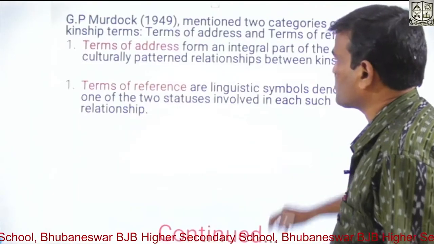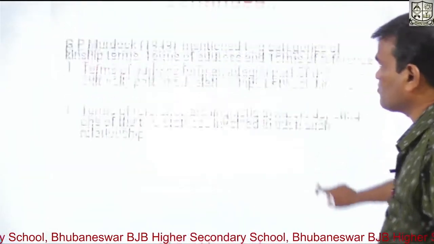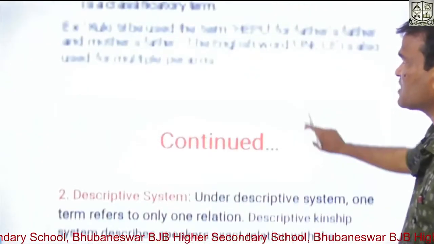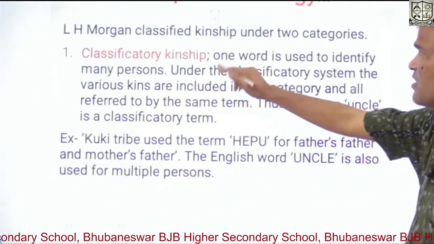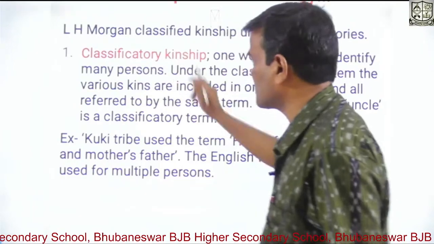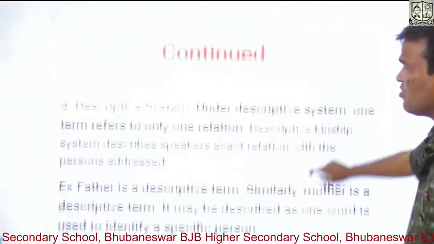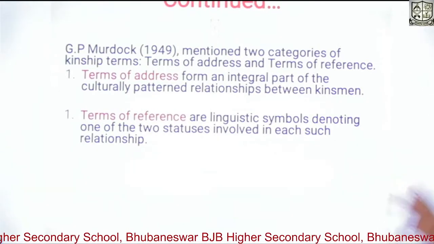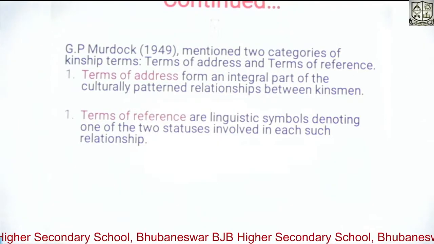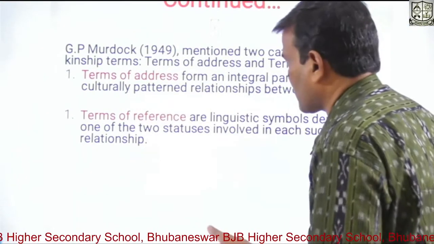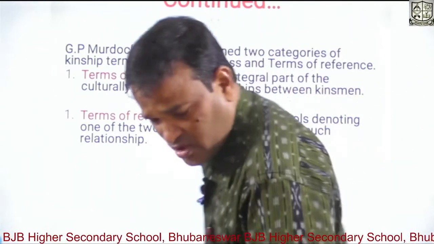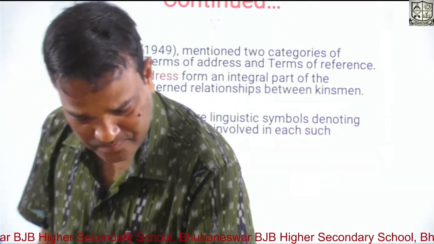Under kinship terminology, Louis Henry Morgan already discussed the two varieties, that is the descriptive system and the classificatory system. According to G.P. Murdoch, there are two categories of kinship term: the term of address and the term of reference.